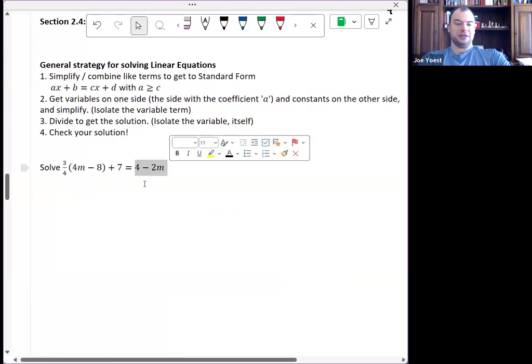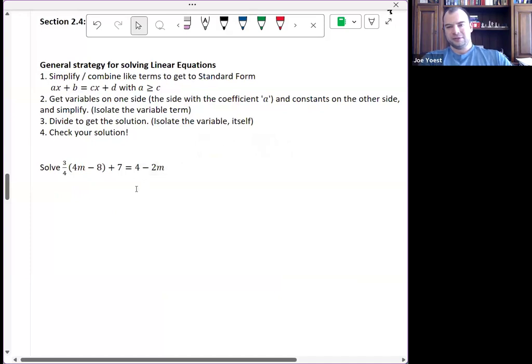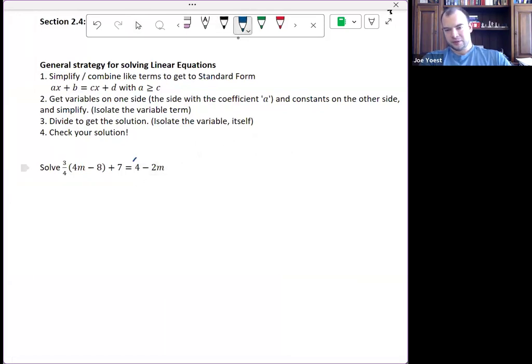So here I see my right side is nice and simplified. I have one constant term, one variable term, but my left-hand side is a little bit of a mess. It looks like I have two constant terms. I've got a distributive property going on here, a fraction multiplying parentheses. So I want to work on this left side. That's the first thing I'm going to do. I'm going to take this left-hand side and simplify it.